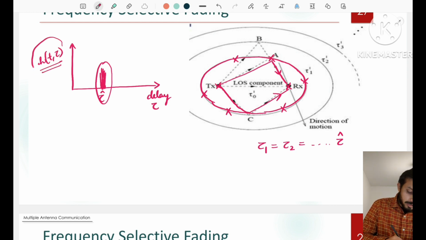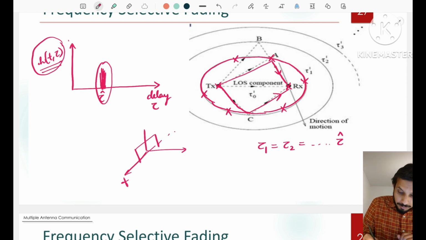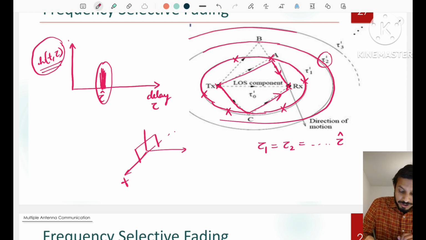And when we take the Fourier transform of this h(t, tau), we get the responses across the frequency. And what we observed is that in the frequency axis, the response is flat over a span of frequencies. So now what if we have multiple ellipses? Instead of one ellipse, we have multiple ellipses. We have another ellipse with a propagation delay of tau 2 hat. We have another ellipse with a propagation delay of tau 3 dash, and so on.